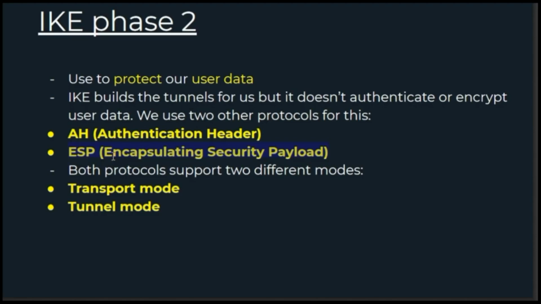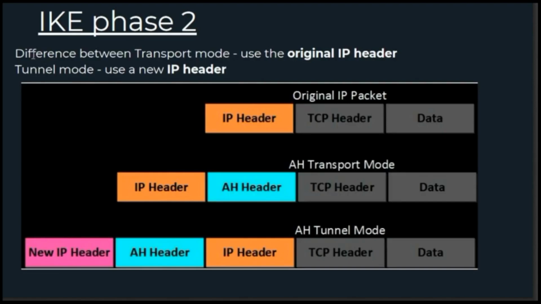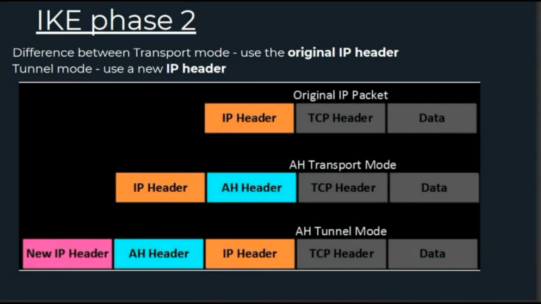Both protocols support two different modes, transport mode and tunnel mode. Let's discuss the difference between transport mode and tunnel mode. The main difference is that transport mode uses the original IP header, while tunnel mode uses a new IP header. Here is an example to help visualize this, as you can see in the PPT. Transport mode is often used between two devices where we want to protect some insecure traffic, for example telnet traffic. Tunnel mode is typically used for site-to-site VPN, where we need to encapsulate the original IP packet, since most private IP addresses cannot be routed on the internet. I will explain these two modes in detail later in this module.